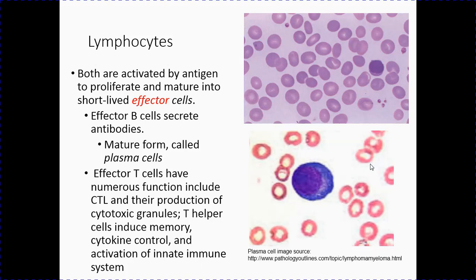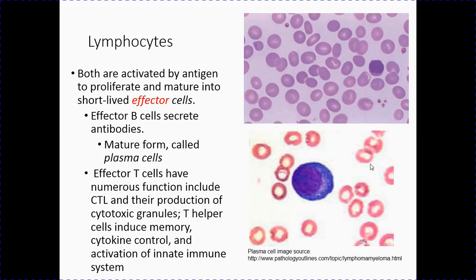So anyway, both B and T cells get activated, they proliferate and they mature into those effector cells. An effector cell is really one that's responsive to a stimulus and then causes some kind of an action or change. So for example, B effector cells secrete antibodies. B cells get activated and they develop and mature into plasma cells, which are going to secrete antibodies.